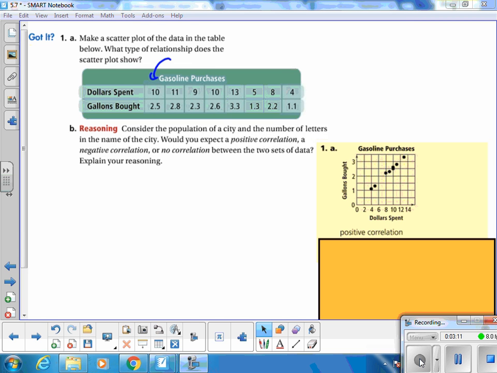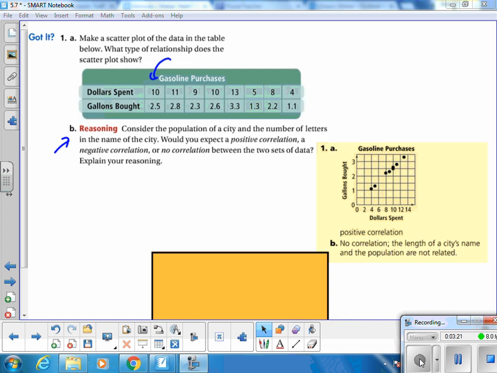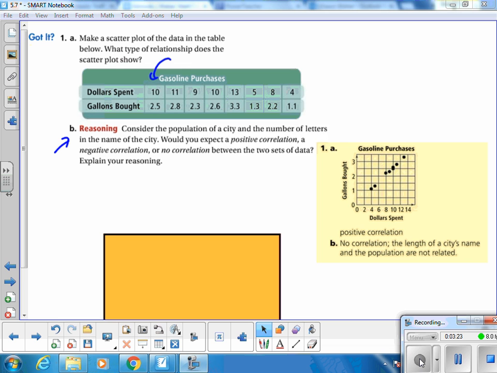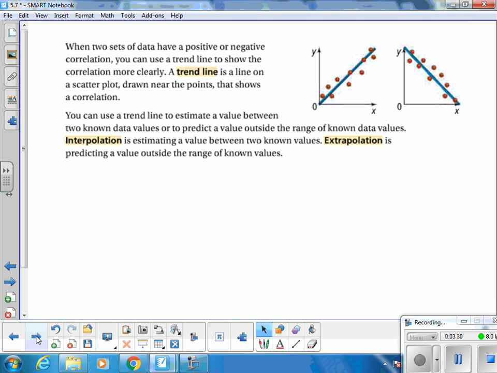I'm not sure if you caught the second question, but it says, consider the population of a city and the number of letters in the name of the city. Would this be a positive, negative, or no correlation? This actually would have no correlation. We can kind of predict that anyway. The length of the city's name has nothing to do with how many people are in it.